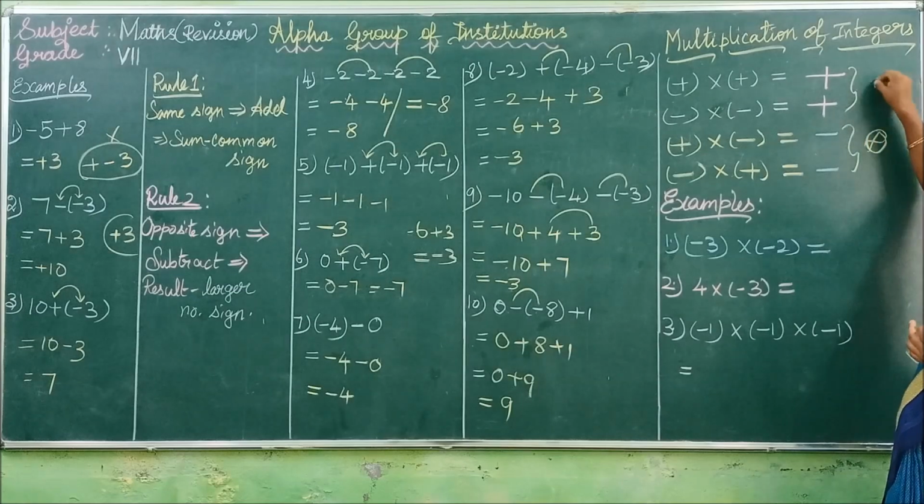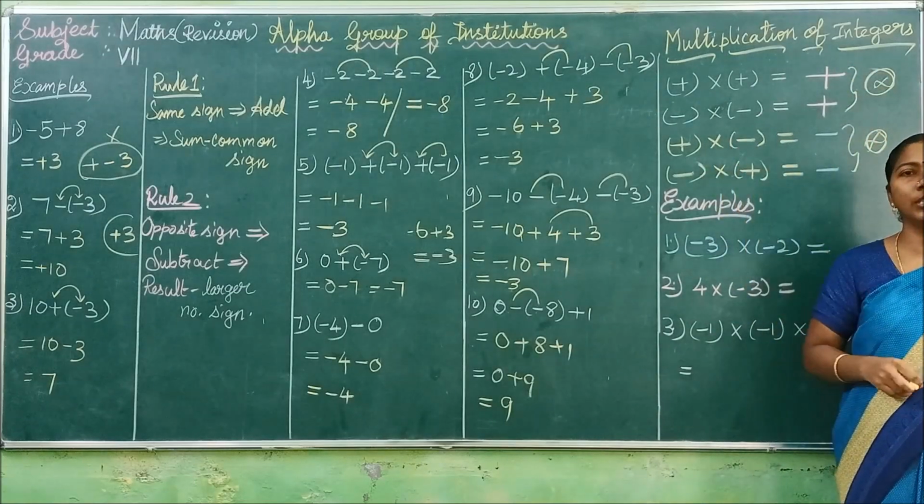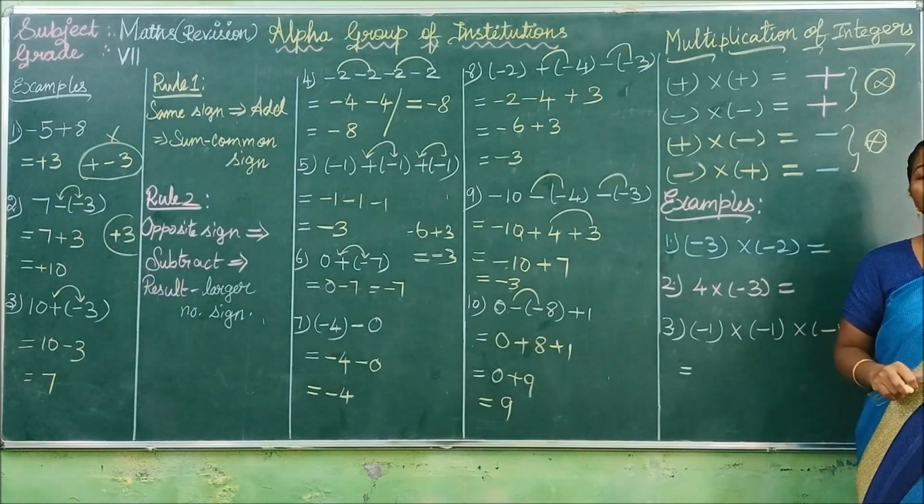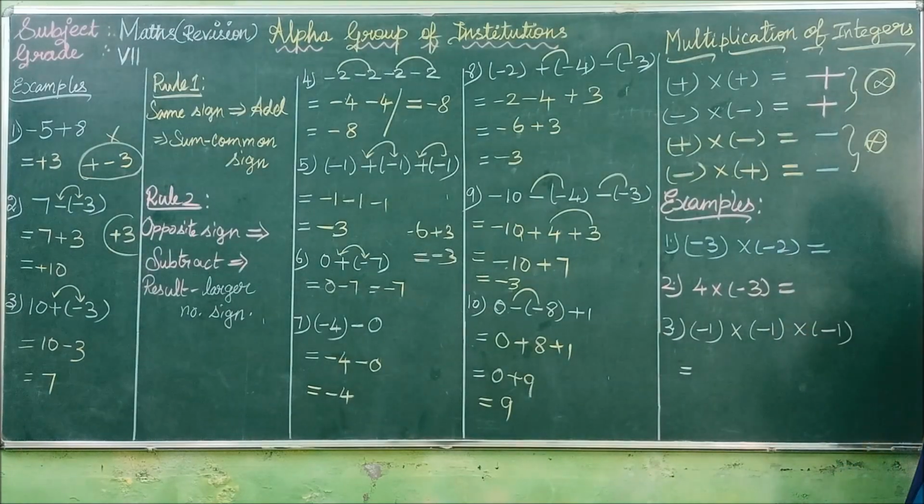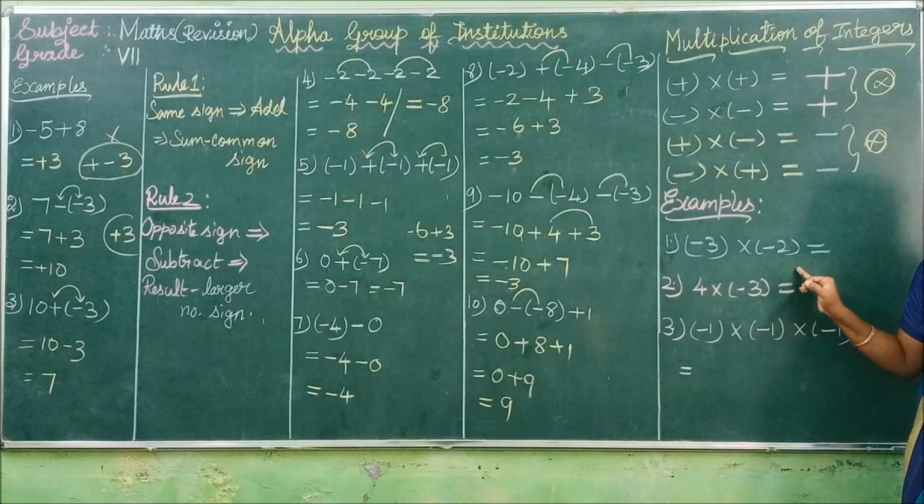These are very important. Okay. Now we are going to see some examples for multiplication of integers. How we are going to multiply the given integers. See the first example. Minus 3 into minus 2. So the given integers are 2. They are minus 3 and another one is minus 2.